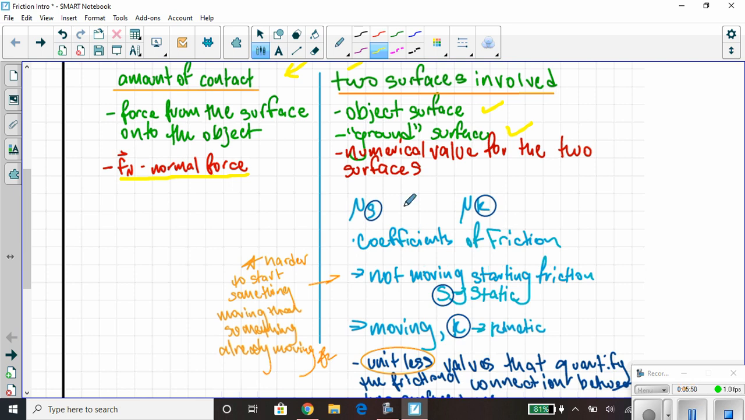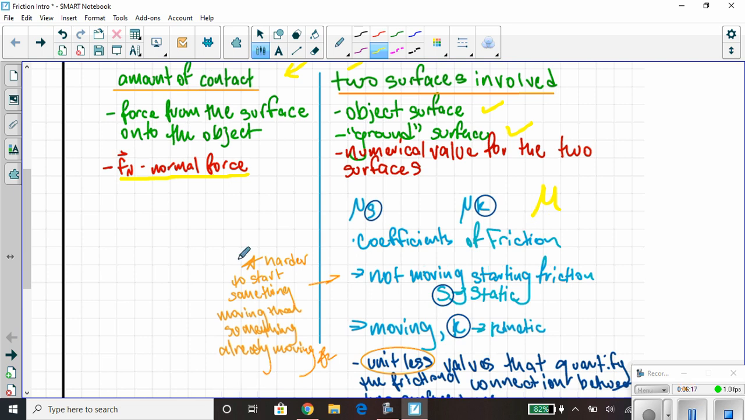And the symbols are mu s, that's for when you're starting an object to move. It's called the coefficient of static friction. And mu k, when an object is moving, but you're pushing it against the force of friction. And mu is, we've seen this letter before. It's the Greek letter. It's like a U with a little elephant trunk out in front of it.